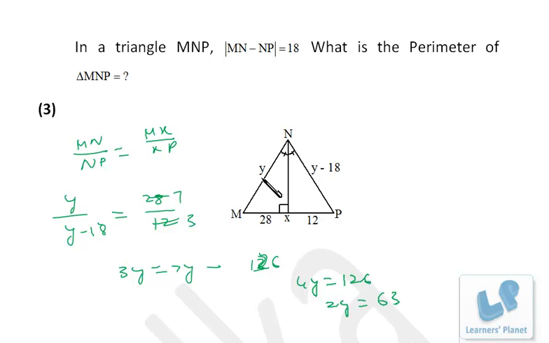Then what do we have to find out? y plus y minus 18 plus 28 plus 12, right? So that will be the perimeter. So that's 2y minus 18 plus 28 plus 12, right? 2y is what? 63. So 63 minus 18 plus 28 plus 12, that you have to find out. That you can do easily, right? So this is the use of the angle bisector theorem. I hope you are able to recall that.